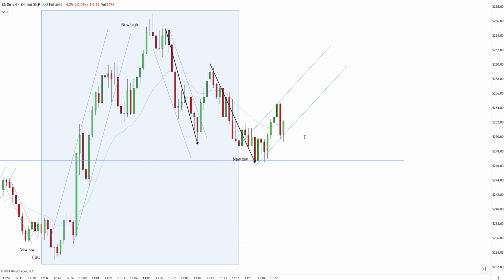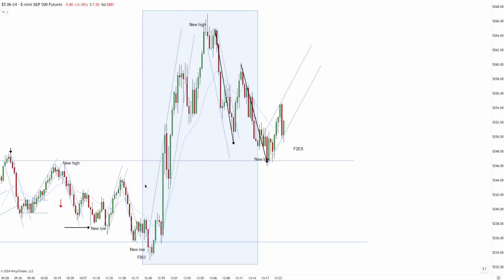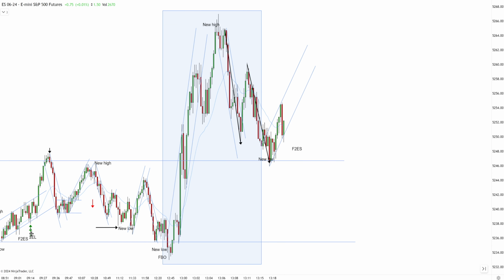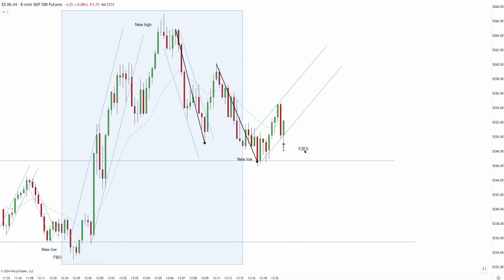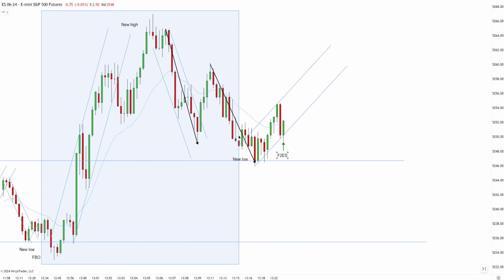This is great. Failed second entry short. Decent setup to take a chance. Failed second entry short. Confirming the wider channel. Two-legged pullback played out. New extreme is formed.